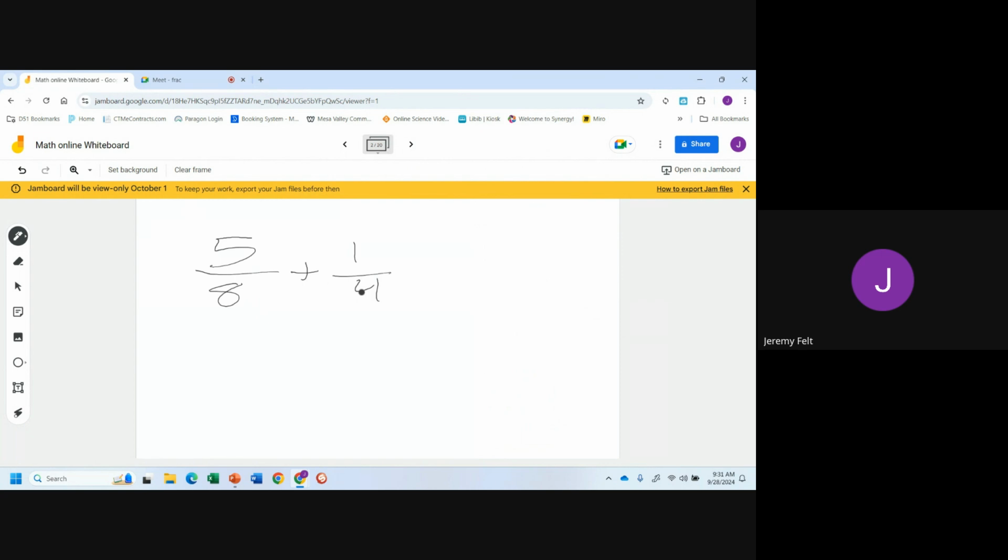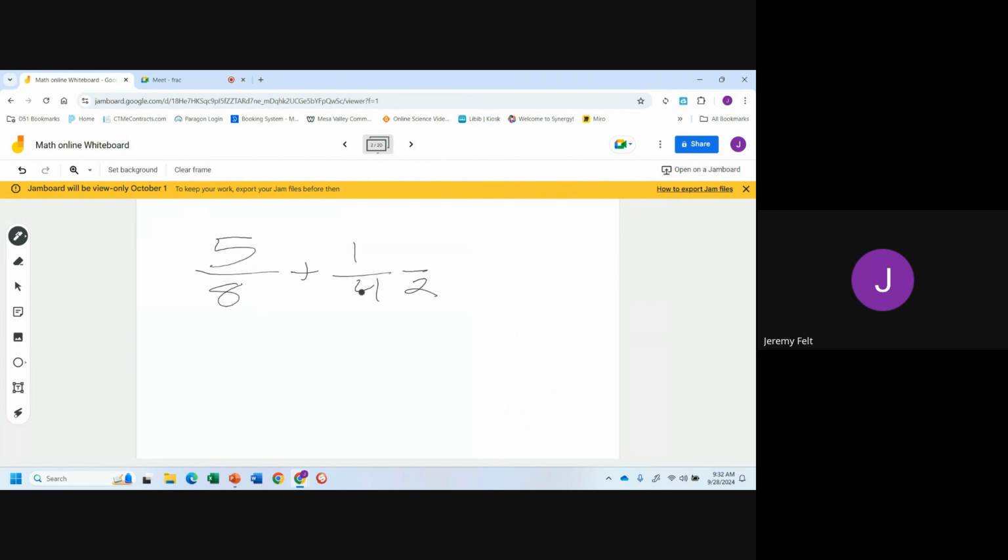So what we do is we think multiples. 8 times 1, 8 times 2, 8 times 3, 4, 5. Don't have to go that high because then we do 4 times 1 is 4. 4 times 2 is 8. Aha, 8 and 8. So we really only have to change this one. So we rename it. I do 4 times 2 equals 8.